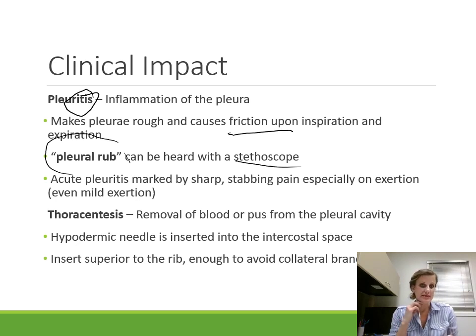When we do a thoracentesis, a hypodermic needle is inserted into the intercostal space, right, the space between the ribs. When we insert the needle into the intercostal space, it's important to make sure that you're far enough above the rib that you don't hit the collateral branch of the intercostal artery. So don't just put the needle directly on the rib and slide at that point. You have to be far enough up into that intercostal space so that you're not hitting the collateral branch.